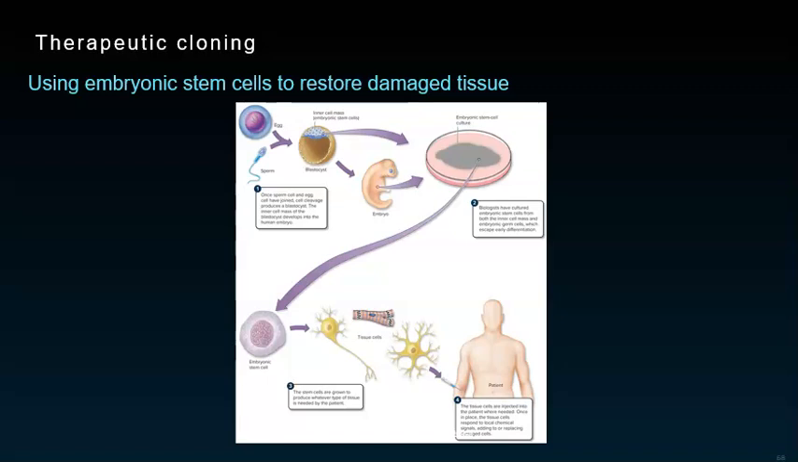So when we're using embryonic stem cells to restore damaged tissue, you remember that we will extract our embryonic stem cells and grow them in culture until we have our embryonic stem cells that are available to be reinserted into the patient.